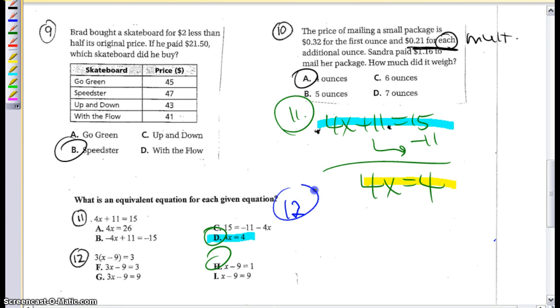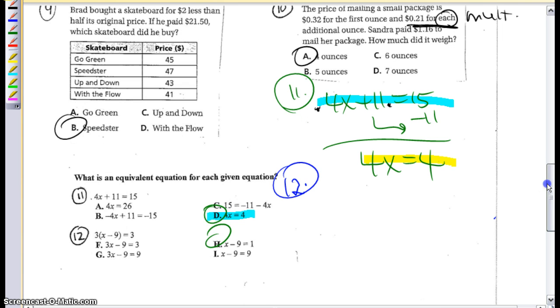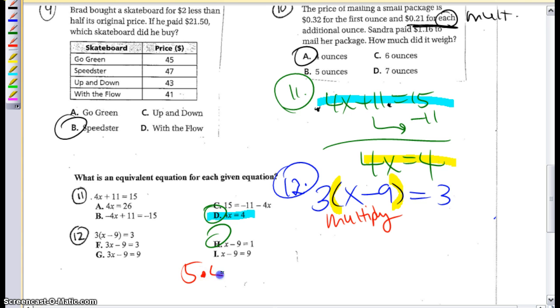Okay, and 12 is similar. They're looking for what is the step that I could do in number 12. Well, this one's a little more tricky. 3 multiplies with x minus 9 is equal to 3. So this parentheses here represents multiplication. Now, why does a parentheses represent multiplication? Well, if I write 5 dot 4, that's multiplication. Or if I write 5, the little x, 4, or if I write 5 parentheses 4, all of those represent multiplication. So a parentheses represents multiply.